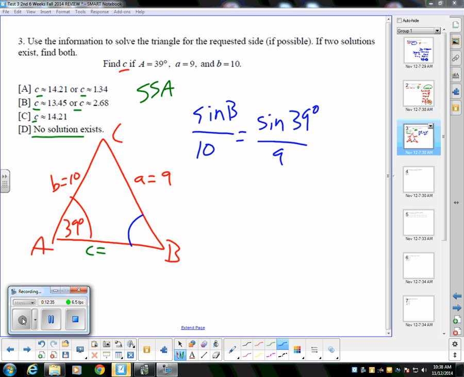If you go through the algebra, here's what you're going to find. You're going to find that the sine of B, all right, and I'm going to just do it on my calculator off to the side. I'm not going to pull it up on the screen. I'm just going to do 10 times the sine. I need to make sure I'm in degree mode. I'm going to do 10 times the sine of 39. And I'm going to divide that by 9. And I get 0.69924, etc., etc.